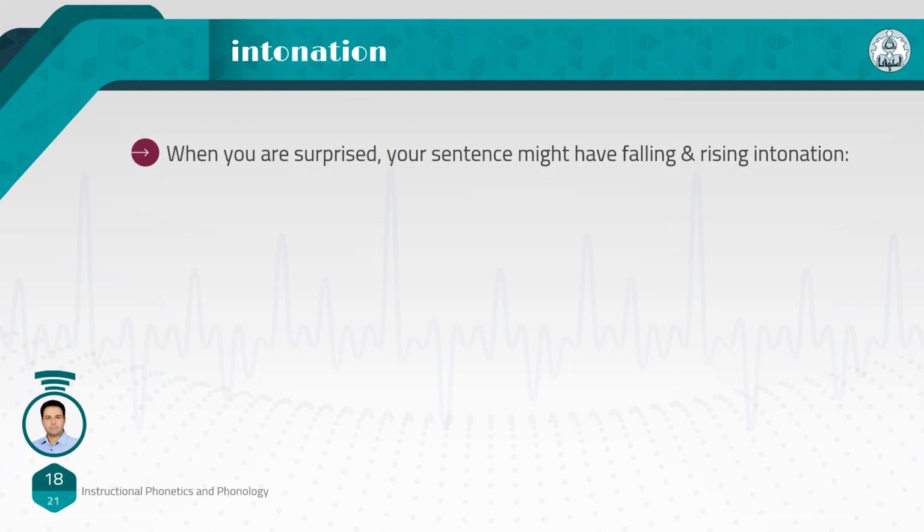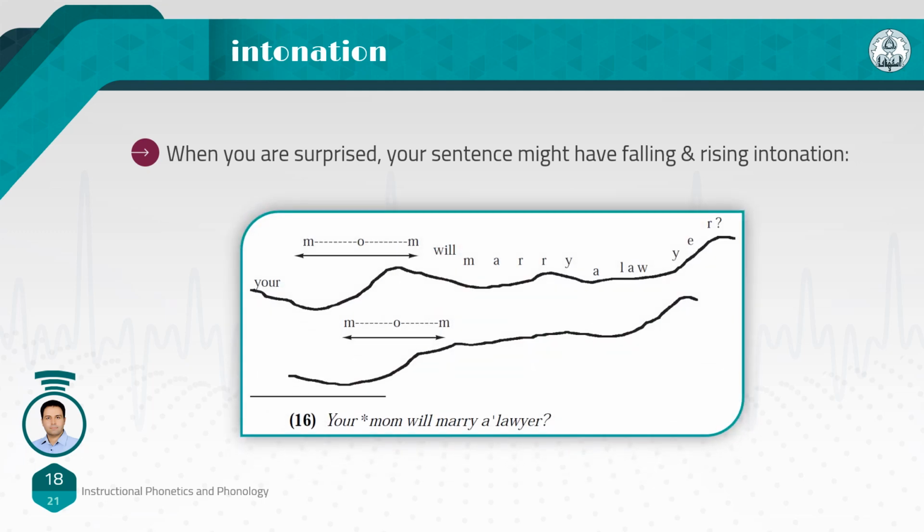When you are surprised, your sentence might have falling and rising intonation. Both rising and falling intonations can occur within the same tonic accent. If someone tells you something that surprises you, you might have a distinct fall-rise on the tonic syllable, followed by a further rise on the remainder of the intonational phrase. In this example, number 16, both speakers follow this pattern. Listen to this sentence. Your mom will marry a lawyer?